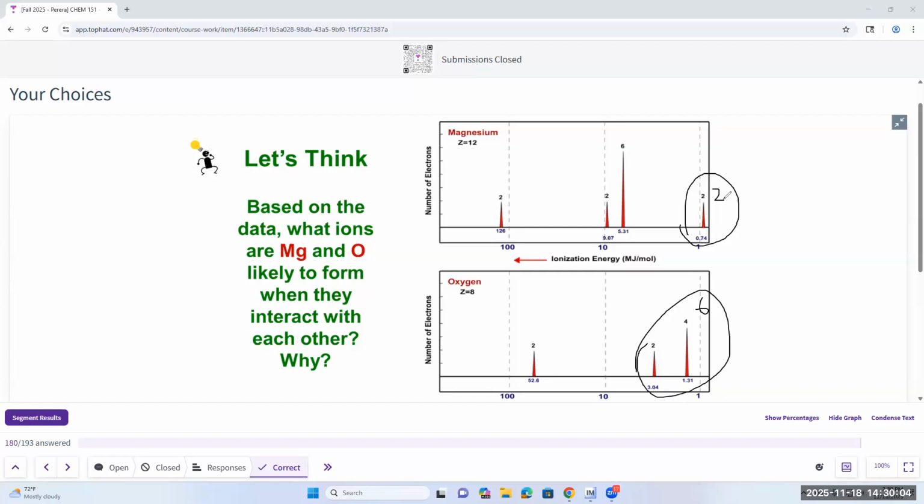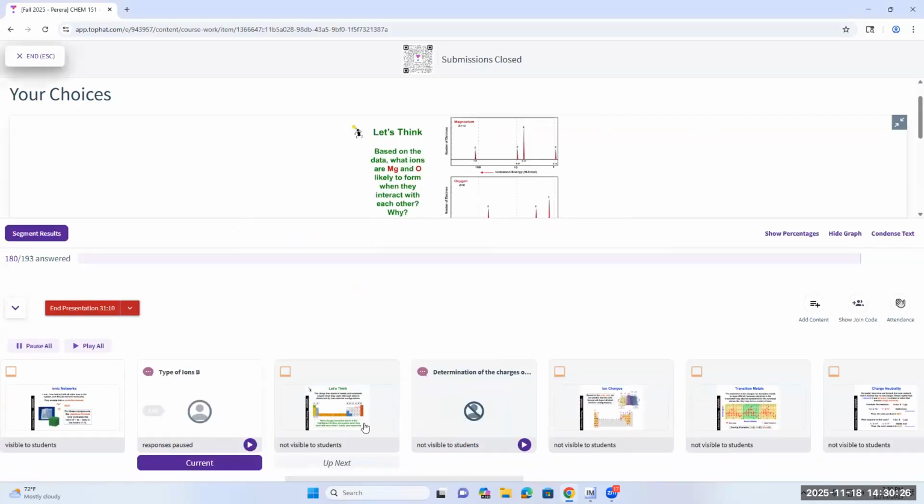Is there a way to know the number of valence electrons of any element? How can we know the number of valence electrons of any element? What can we use? A periodic table, right? If you go to a periodic table, let me show you one. The periodic table tells you.